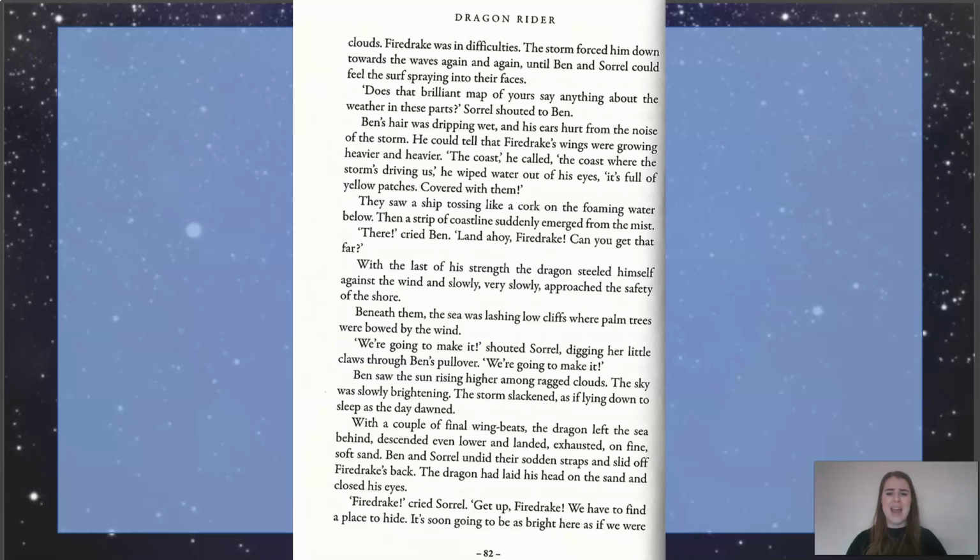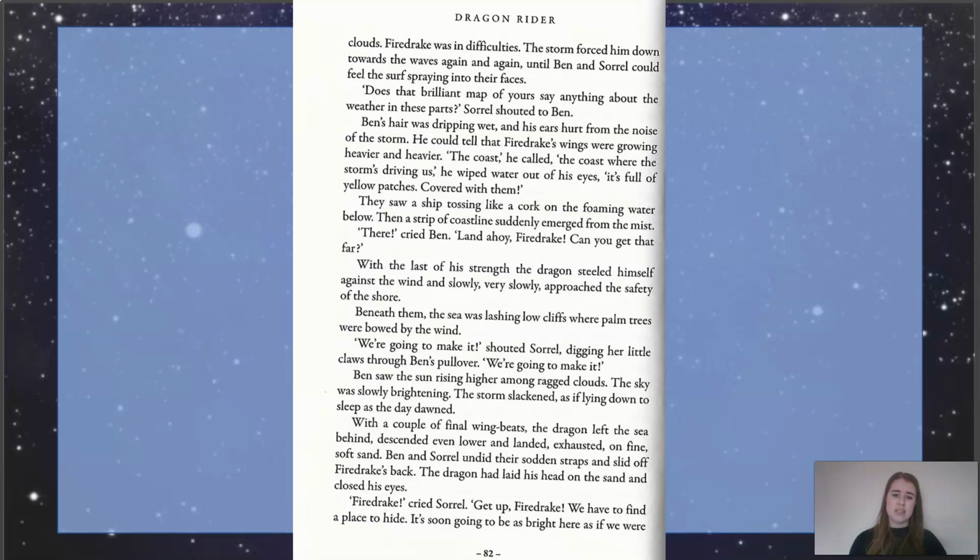"There," cried Ben, "land ahoy, Firedrake. Can you get that far?" With the last of his strength, the dragon steeled himself against the wind and slowly, very slowly, approached the safety of the shore. Beneath them, the sea was lashing low cliffs where palm trees were bowed in the wind. "We're going to make it," shouted Sorrel, digging her little claws through Ben's pullover. "We're going to make it!"